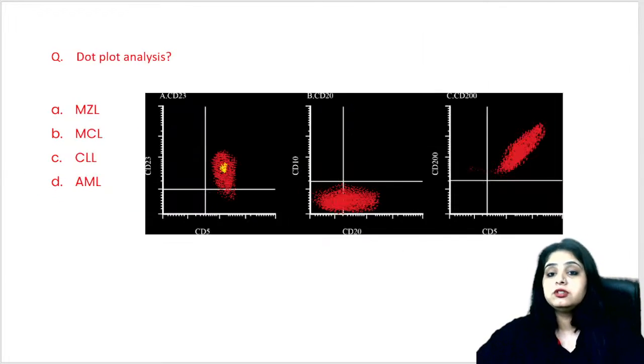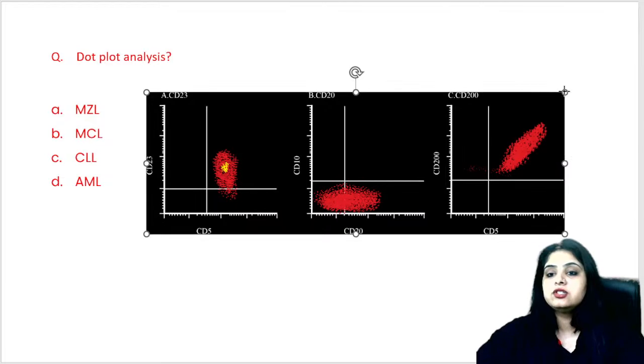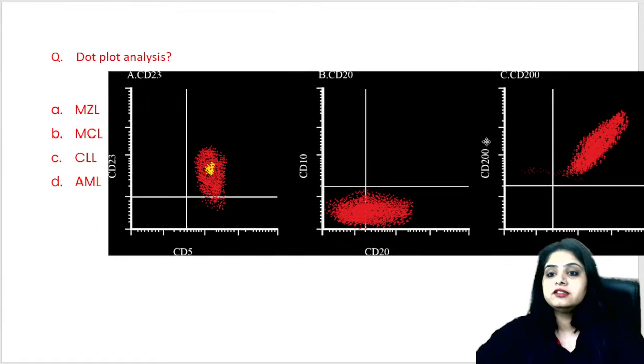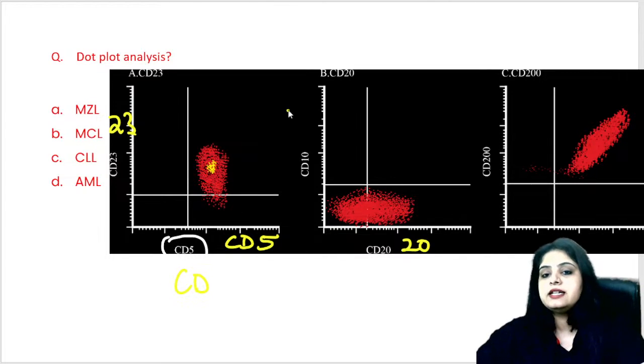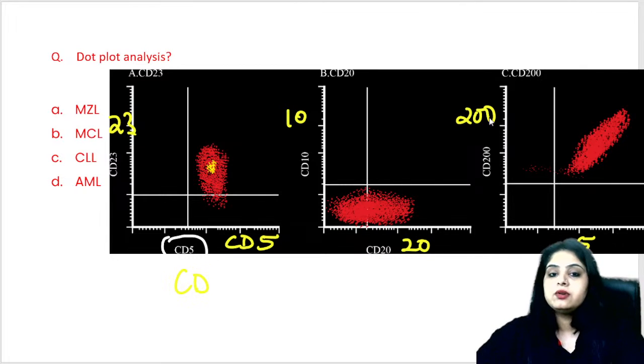Sometimes they'll try to confuse you. There will be a few trio-type questions. So what is all this that you have to study? Now again I'll enlarge this picture so that you can see it in a better way. What are the things that you're seeing over here? Markers solve your story. You have CD5 written, and there is CD23 here. Then there is 20 and 10, and there is 5 and 200 written over here. Sometimes you don't have to go through all of them. Even if you look at one or two graphs, you will get the answer.